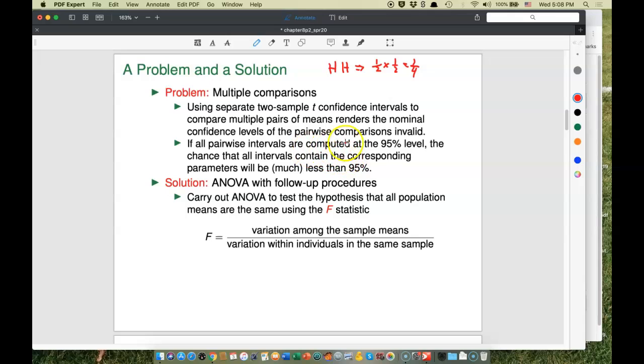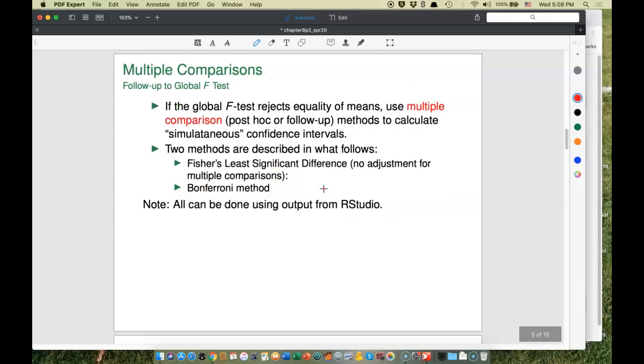So if all pairwise intervals are computed at the 95% level, the chance that all contain the corresponding parameters will be much less than 95%. So the solution is, first do the ANOVA, carry out the test that all population means are the same, and get the F statistic. Remember, that's the mean square of the groups over the mean square error. It's the variation among the means over the variation within the sample. Okay, so we find out that there's a difference. Where are the differences? Well, that's the idea of follow-up procedures.